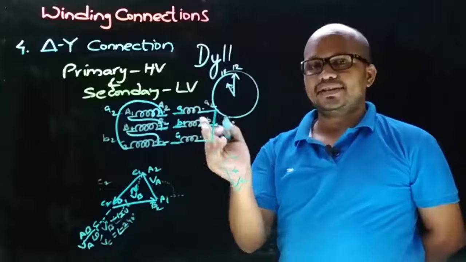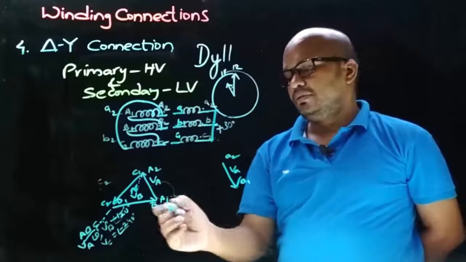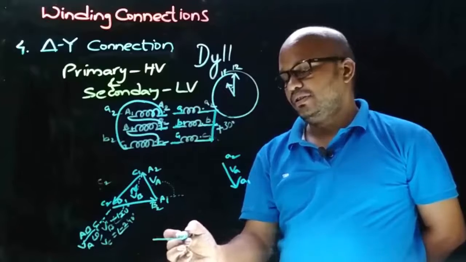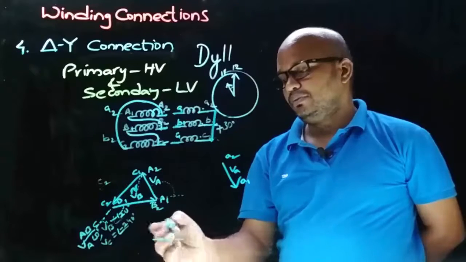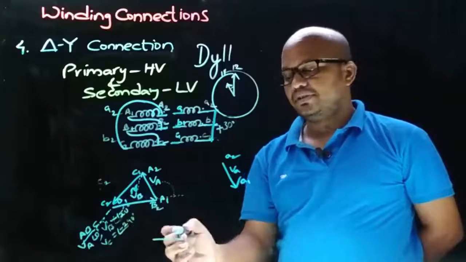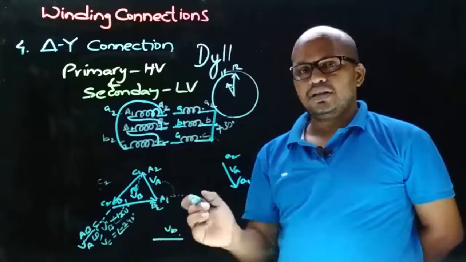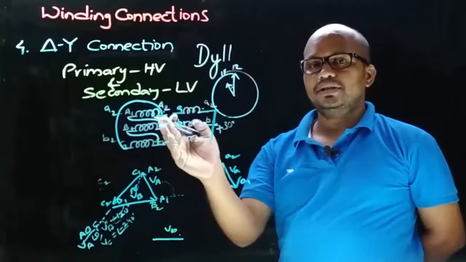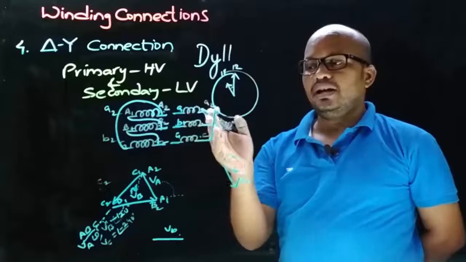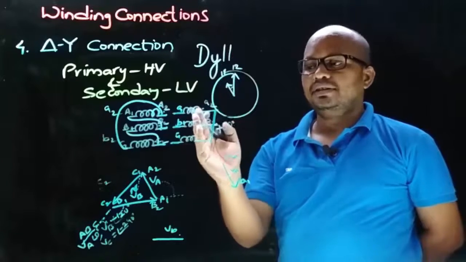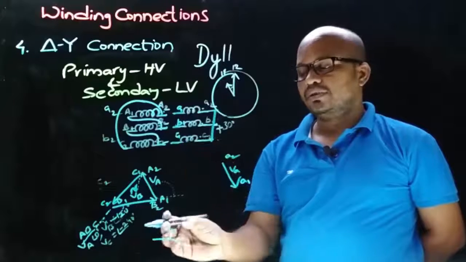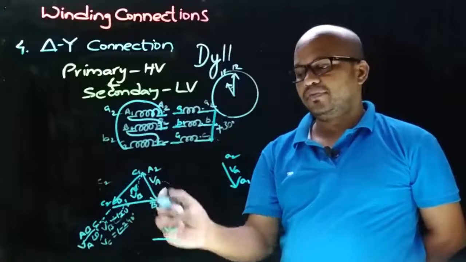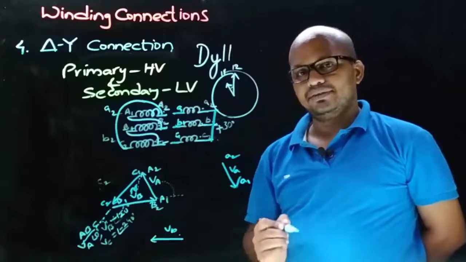Now let's draw the secondary side VB phasor somewhere here, parallel to the primary side VB phasor. And now let's decide the direction of the secondary side VB phasor. On the primary side, connections are taken on the dot end, and on the secondary side the connections are taken on the non-dot end. Therefore, the secondary side VB phasor direction will be opposite to the primary side VB phasor. Therefore, the direction will be like this.